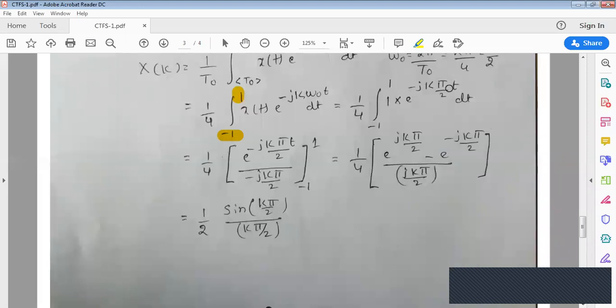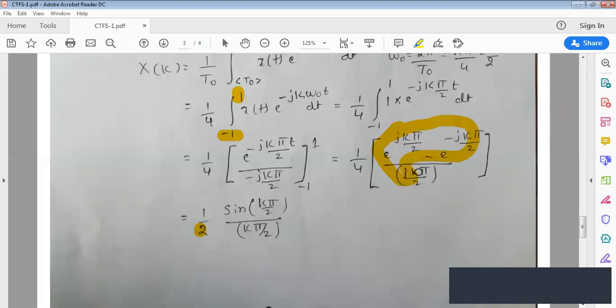Now, look here carefully. 2 and 4 will get cancelled. What remains here? 2 only. So what do I have here? 2j k pi by 2. What happens here? E power j k pi by 2 minus e power minus j k pi by 2, divided by 2j, you write. Once you write 2j, this entire term, e power jx minus e power minus jx divided by 2j, I will write as sine of k pi by 2.